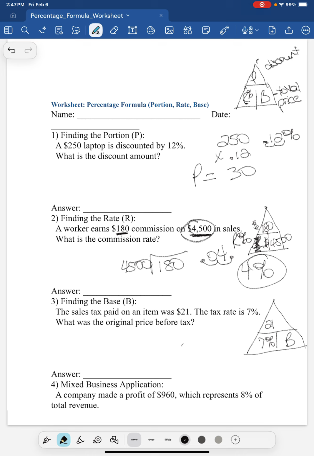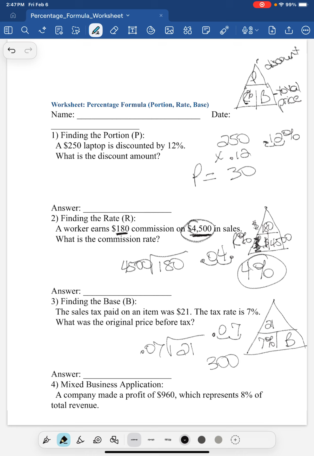So we are going to divide, and in order to use it in the division problem, we need to make this a decimal. So we're going to go 0.07. So we have 21 divided by 0.07, and we have an answer of 300.